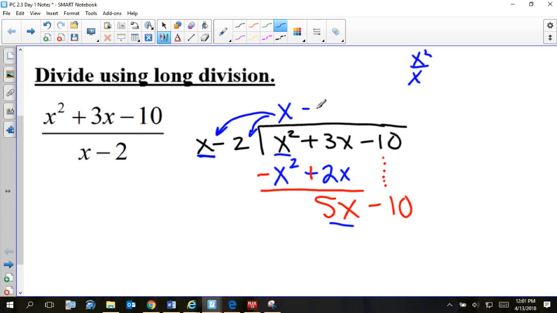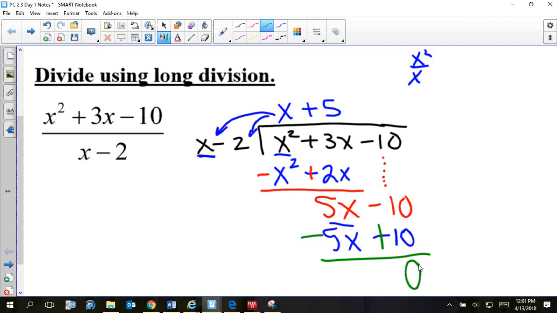5. I'm going to put that as plus 5 because there's going to be a new term up there. And we distribute: 5x minus 10. And we subtract, which changes all your signs. And I get 0. There's nothing else to bring down, so I know I'm done. If there were more terms, I'd bring it on down, but there isn't any. So our quotient is x plus 5.